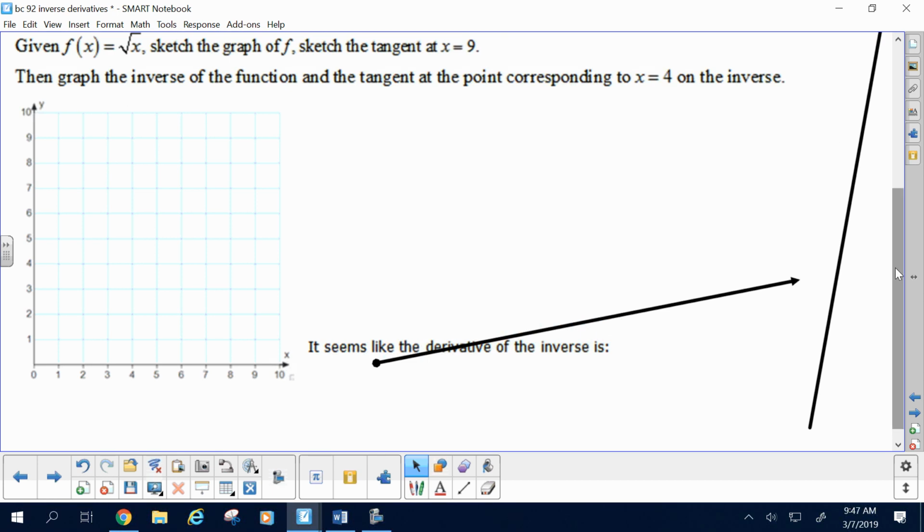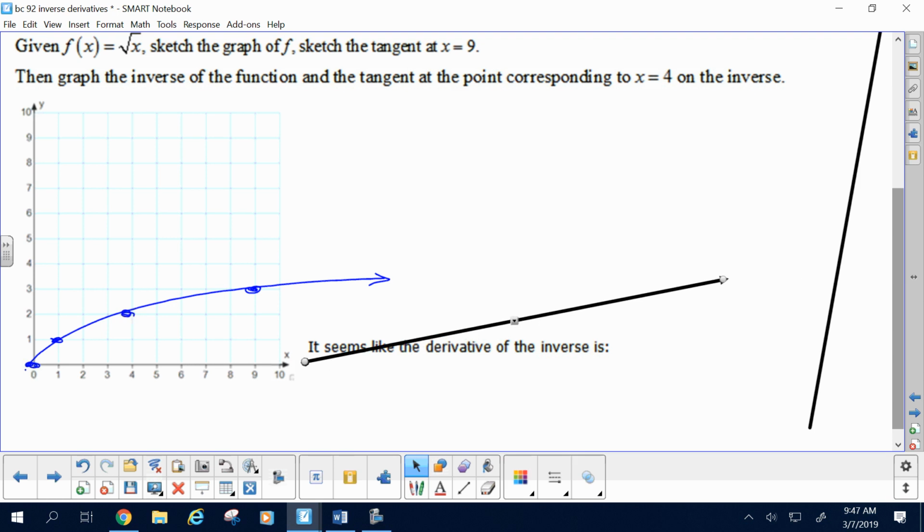Would you graph the square root function, please? 0, 0, 1, 1, 4, 2, 9, 3. Graph it well. All right. Now then, would you sketch the tangent line at x equal 9? Sketch the tangent line at x equal 9.